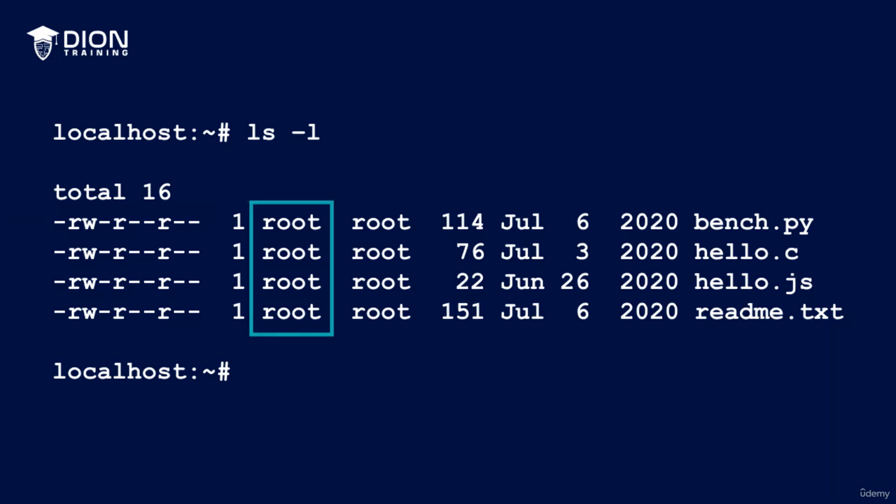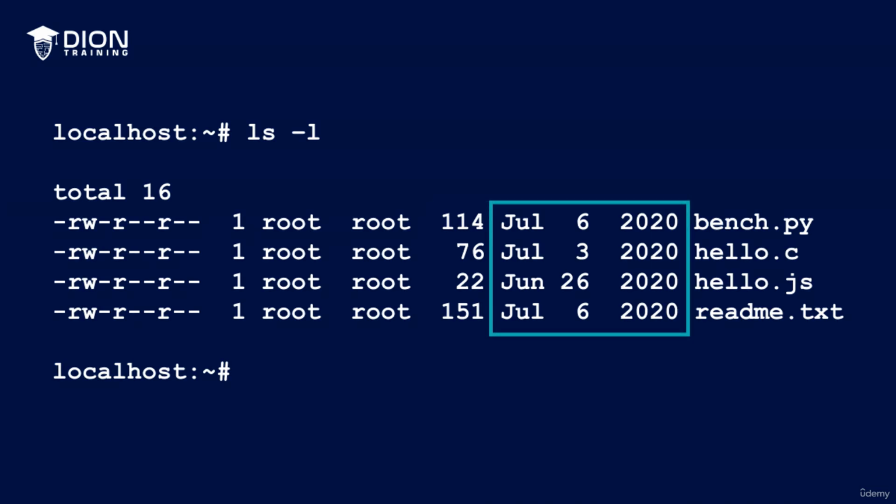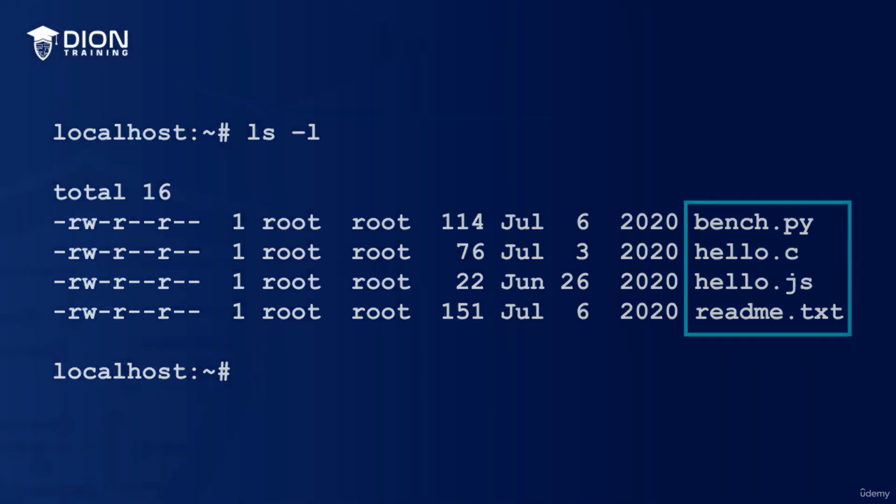Column number 3 displays the owner of the file or directory. Column number 4 displays the group that has been granted access by the administrator. Column number 5 lists the size, in bytes, of the file or directory. Column number 6 displays the date and time that the file was created or last modified. And column number 7 displays the file or directory name.